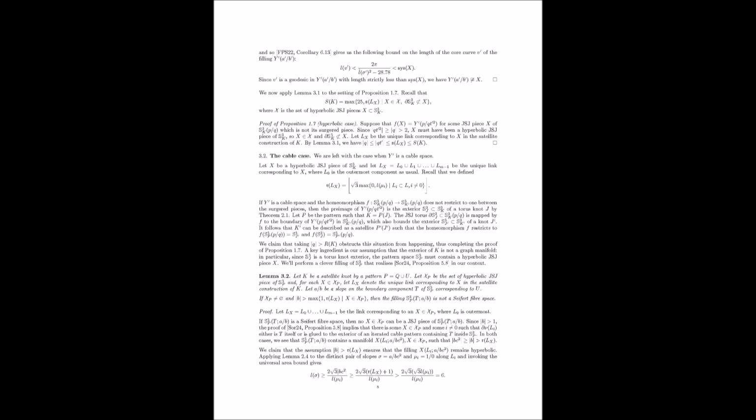But there's one more potential wrinkle they have to address. What if K and K prime are cable knots? Meaning they're formed by winding around another knot. That could mess things up. Right. Cable knots can be tricky. How do they deal with that?